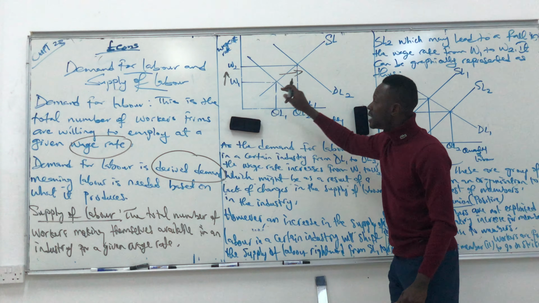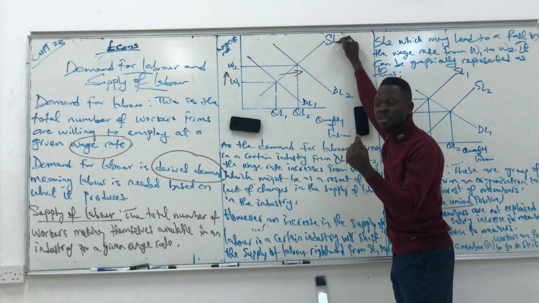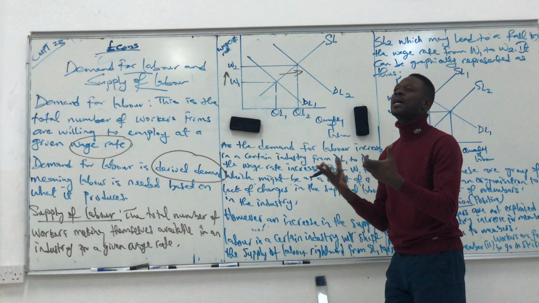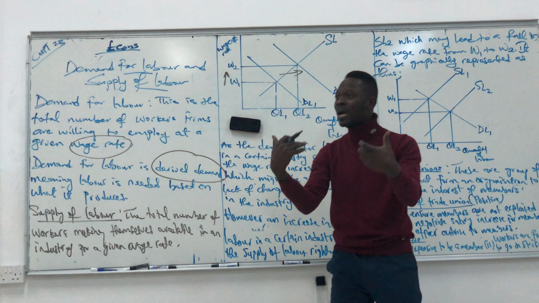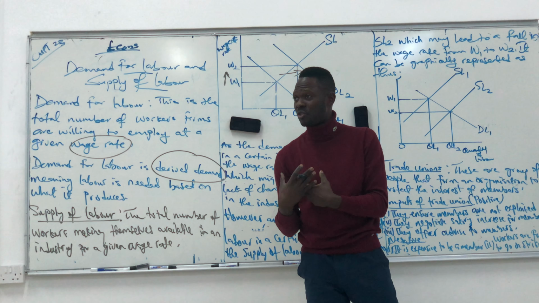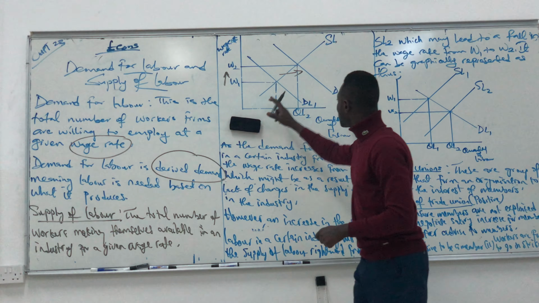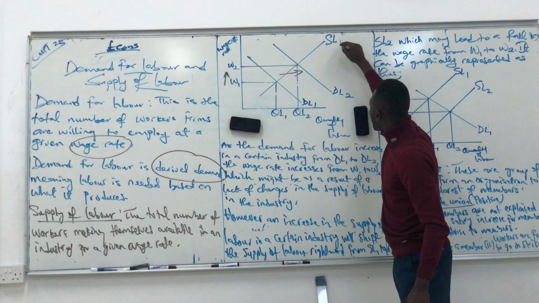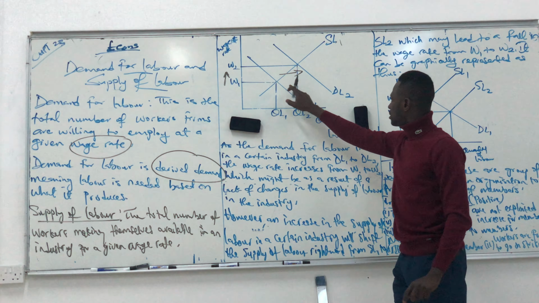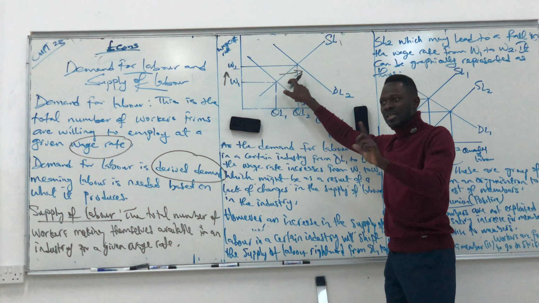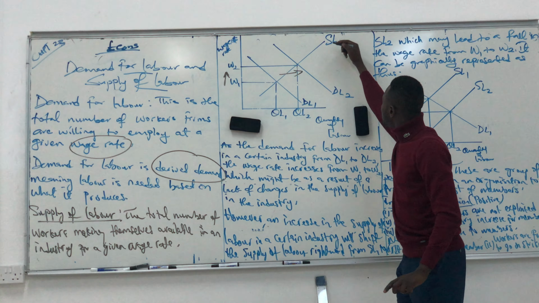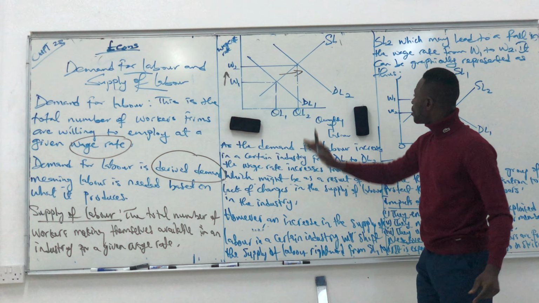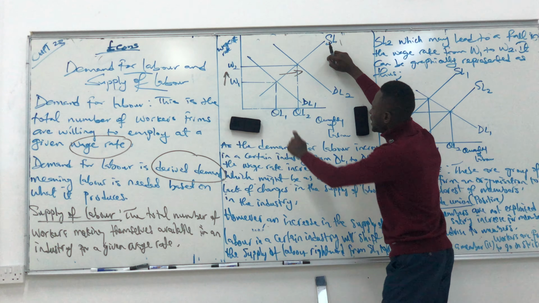So at this point in time, it means the supply of labor in that industry is constant. It's not changing over a long period of time. That means the number of workers making themselves available in that industry is not much. So that is why there's an increase in the demand for labor. At SL1, it will stay the way it is, but the quantity demanded will increase, because the number of workers available in that industry is not enough. That's why we have SL1.